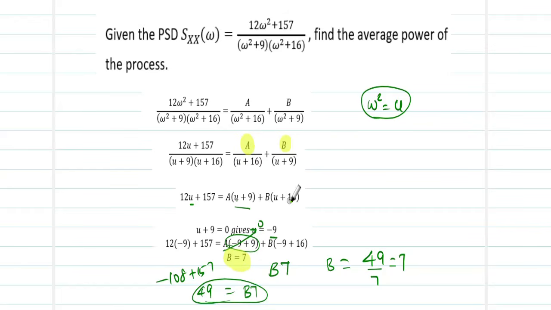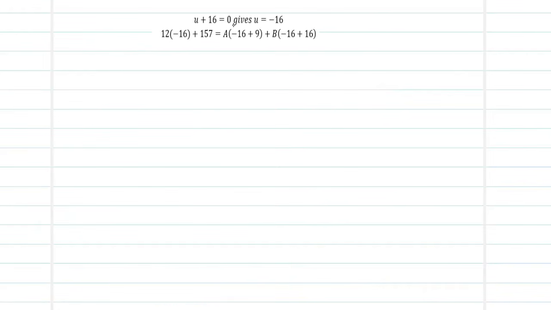How to get the value for A? Equate the second factor to 0. What is the second factor? u plus 16. When I equate u plus 16 to 0, u has to be treated as minus 16. So 12 into minus 16 plus 157 equals A into minus 16 plus 9, plus B into minus 16 plus 16. This factor, minus 16 plus 16, makes it 0. So 12 into minus 16 makes minus 192, and we have 157, which is equal to A times minus 16 plus 9. So that makes it minus 7.